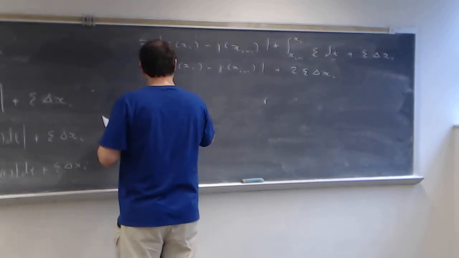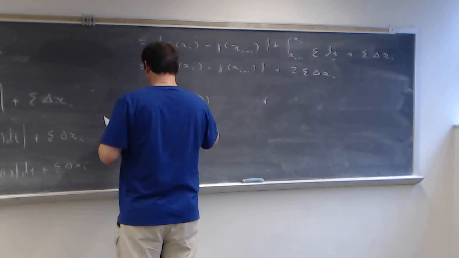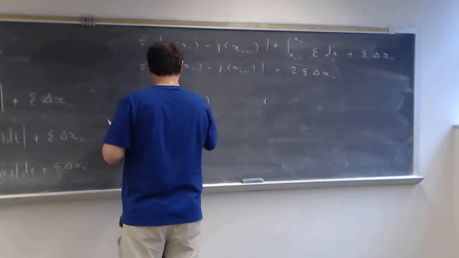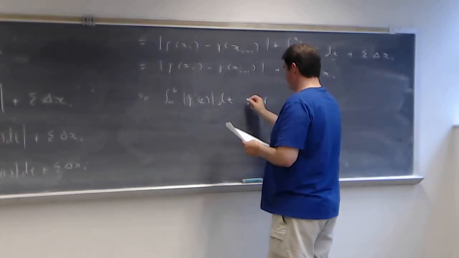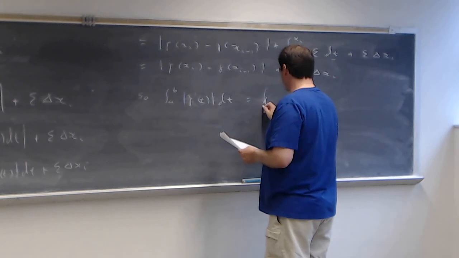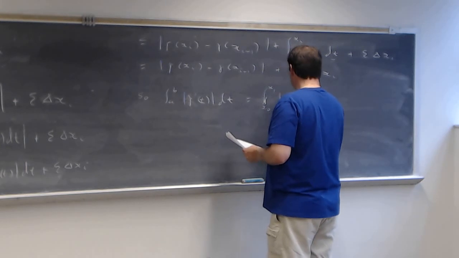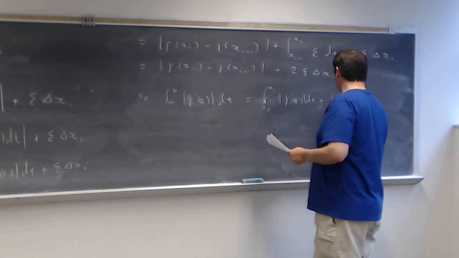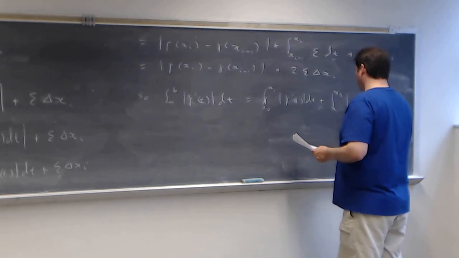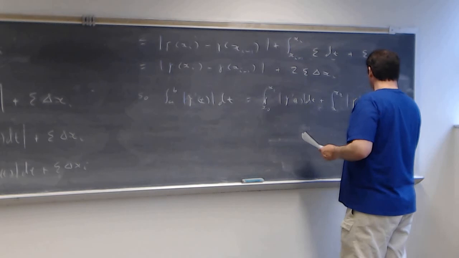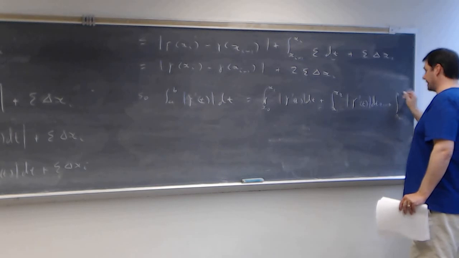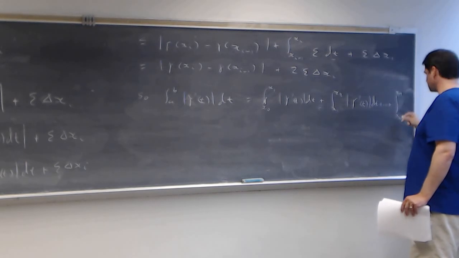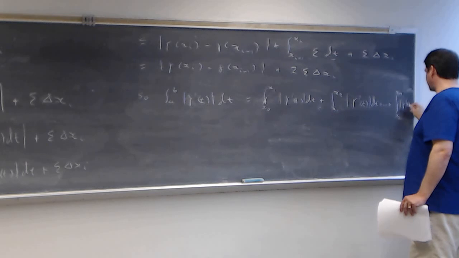And so the integral from a to b of the norm of gamma prime t dt is equal to, using the partition, the integral from x of 0 to x of 1 of the norm of gamma prime t dt plus the integral from x of 1 to x of 2 of the norm of gamma prime t dt, plus, and we keep doing this all the way down to the integral from x of n minus 1 up to b, which is just x of n, of the norm of gamma prime of t dt.